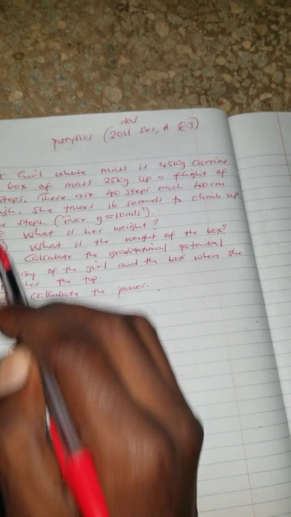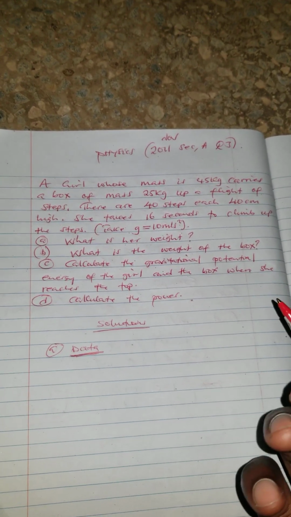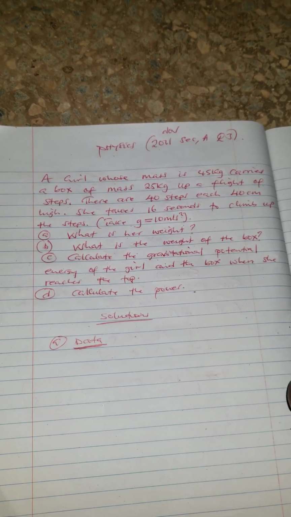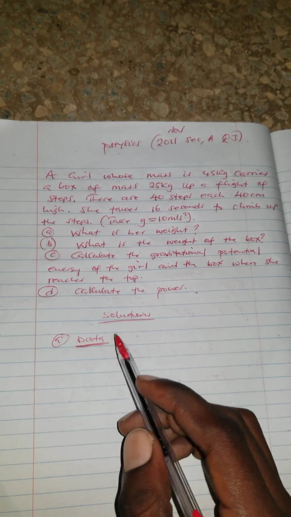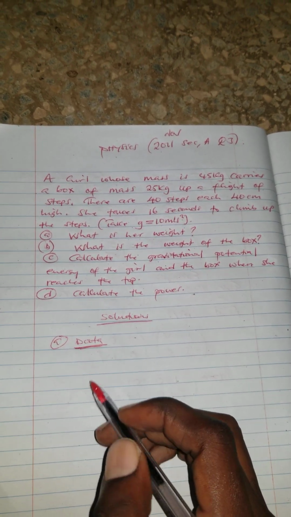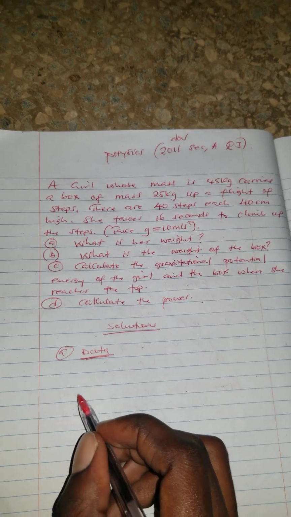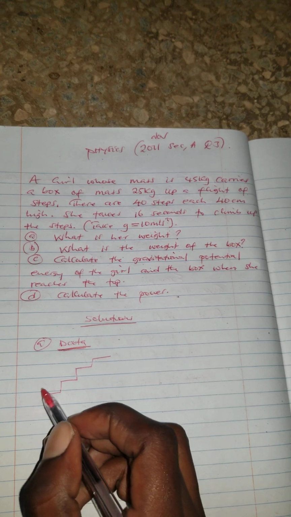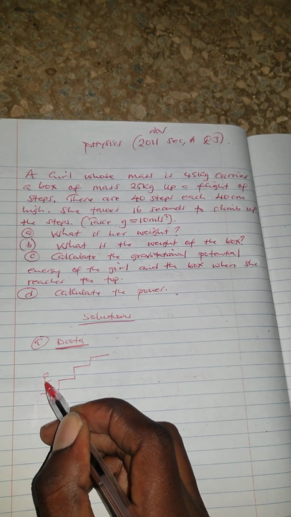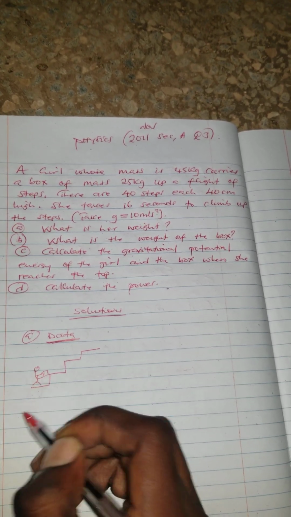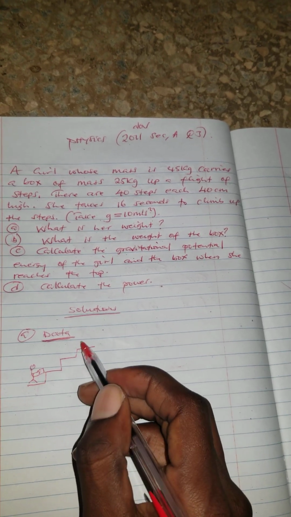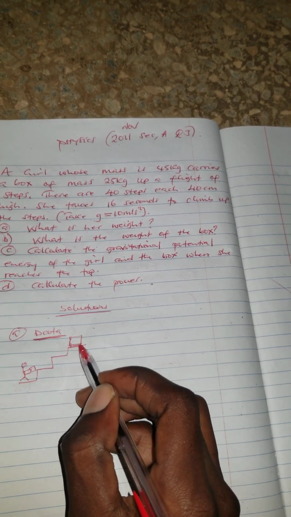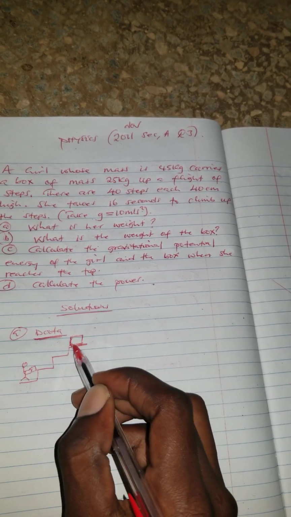We have been given the mass of a girl and also the mass of the box. This girl is lifting a box to a certain height. There are steps that she is taking. So we assume that this girl is at this particular point lifting a box like that, and then she takes up these steps until she reaches the top of the floor where she's heading to.